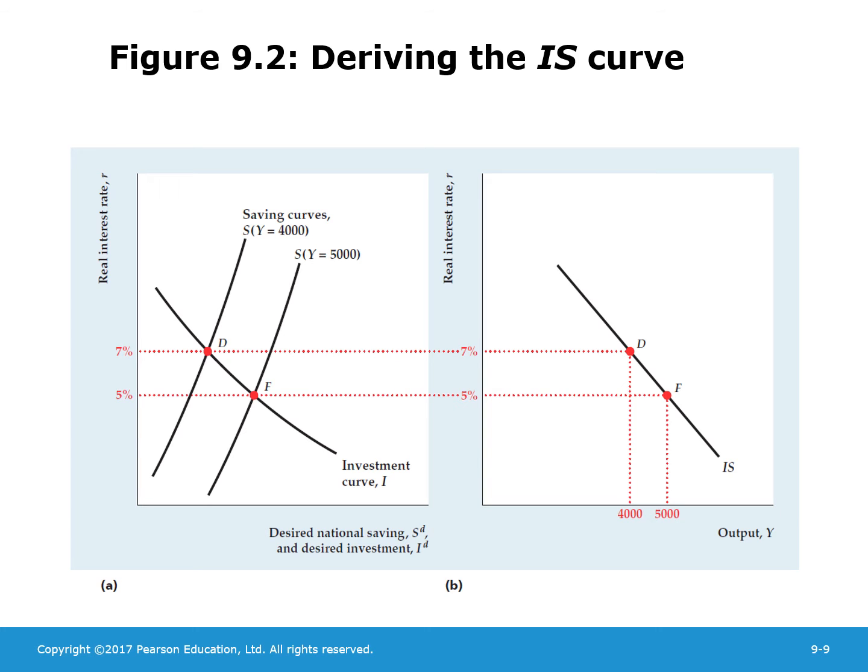Now when output increased to 5,000, this is the other point F on both panels. So the point F is the point at which Y is equal to 5,000. Now the interest rate is lower at 5%. So the main message, when we derive the IS curve, is that it's a downward sloping curve. The IS curve represents a negative relation between output and real interest rate. So when output increases, the real interest rate that clears the goods market decreases.